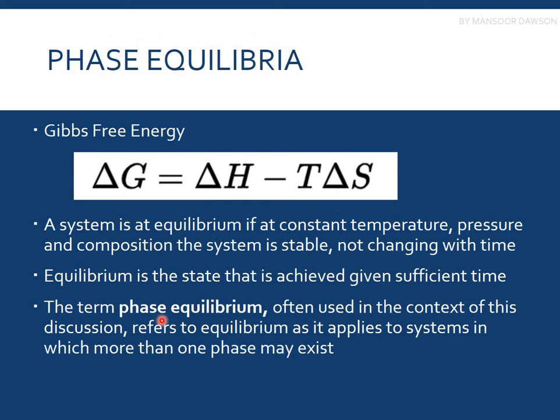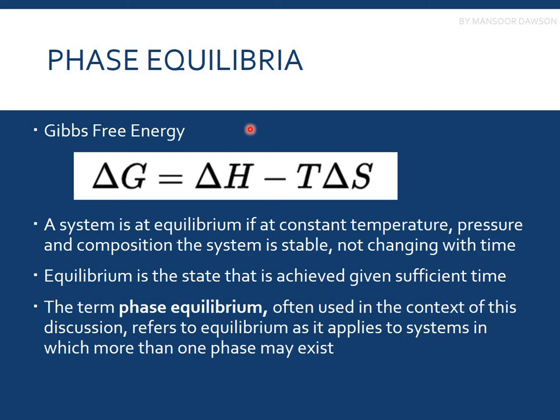Next we have phase equilibrium. In this we have free energy, which is delta G equals delta H, the enthalpy, minus temperature times the entropy. Entropy is the amount of disorder, and if a system at equilibrium has a constant temperature, pressure, and composition, the system is stable. That means the system won't be changing with time, so the system would be in equilibrium.